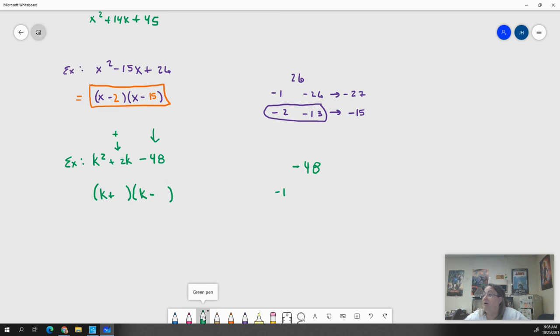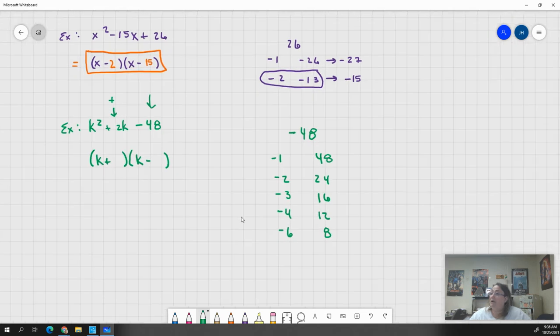So we would have negative 1 times 48. We would have negative 2 times 24. We would have negative 3 times 16. We would have negative 4 times 12, negative 6 times 8. 7 doesn't go in, so our next factor is 8, and it's already represented, so we know we're done, right?